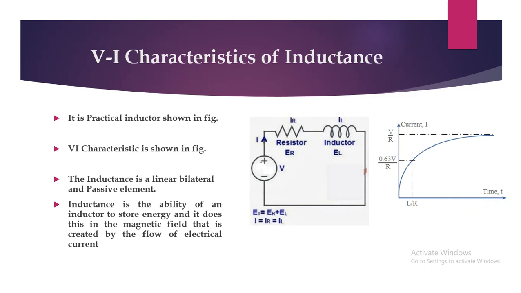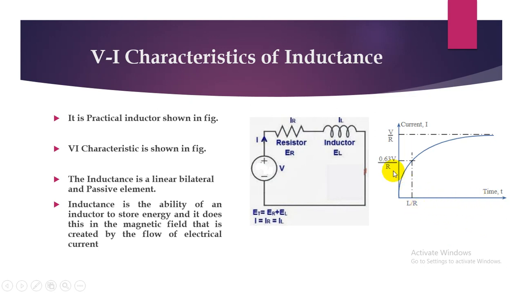When we see the VI characteristics, the characteristics are drawn between voltage and di by dt, the rate of change of current. In such case, we are getting a linear signal, that is a straight line which is passing through the zero, same as the resistance. That's why the inductance is a linear bilateral passive element. And in this diagram we can see the characteristics of current and time.